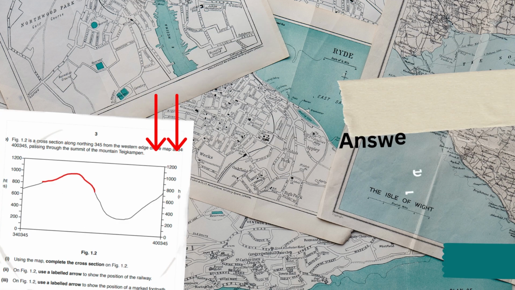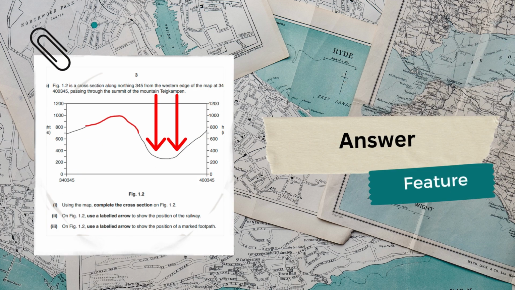So when you have finished, the summit height of your diagram should be 1000 to 1100 meters and the summit should be 45 to 55 millimeters from the left-hand margin of the diagram. The railway should be 83 to 91 millimeters from the left-hand margin, while the footpath should be 98 to 104 millimeters from the left-hand margin. As you can see, there is always a slight leeway of a few millimeters. But you should use a ruler to check your answer, because Cambridge will.